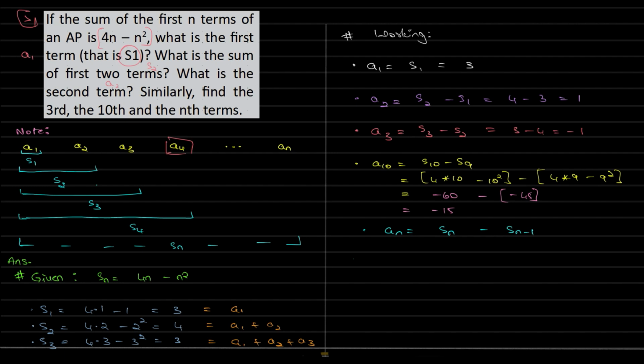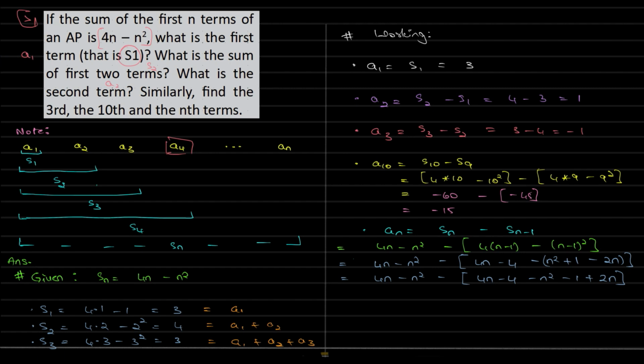So I'll write it over here. S of n is what, guys? 4n minus n square, minus S of n minus 1, which will be 4 times n minus 1 minus n minus 1 the whole square. So as you can see, this is a bit of calculation. 4n minus n square minus of 4n minus 4 minus, this is a square plus b square minus 2ab. So this is 4n minus n square minus 4n minus 4 minus n square minus 1 plus 2n. So this will be 4n minus n square minus of 4n plus 2n is 6n minus 5 minus n square.